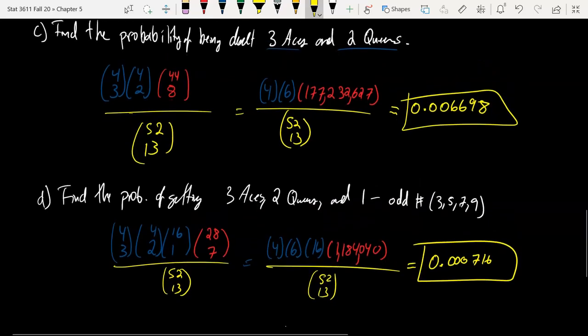Does that make sense compared to part C? Does this make sense? I would say yes. Why is part D less likely than part C? Well, it's a more specific outcome, right? Part C includes all the possibilities you can get in D and any evens. So it should be actually drastically more likely to just get 3 aces and 2 queens than it is to require 3 aces, 2 queens, and a single odd number.